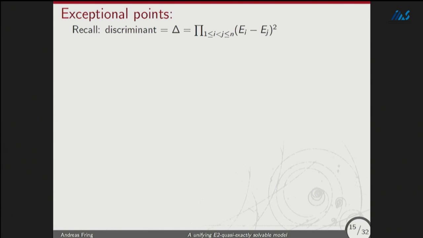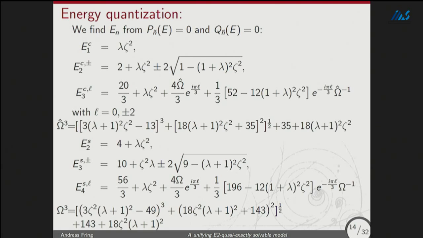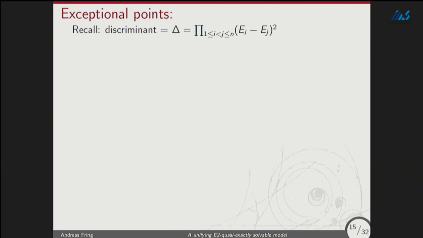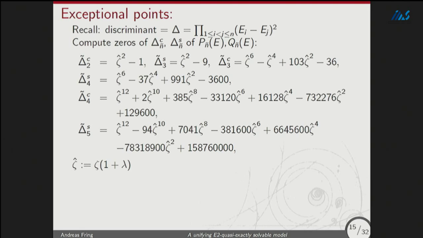And of course, the next question is, what are the exceptional points? So this will become complex here at some stage. And also here, I will get something complex. And you just recall that your discriminant is just the product of the energy eigenvalues. And so I just compute the zeros of my discriminant. And here are the discriminants. So that's easy to compute. But if you compute it this way, you need to know all the energies.